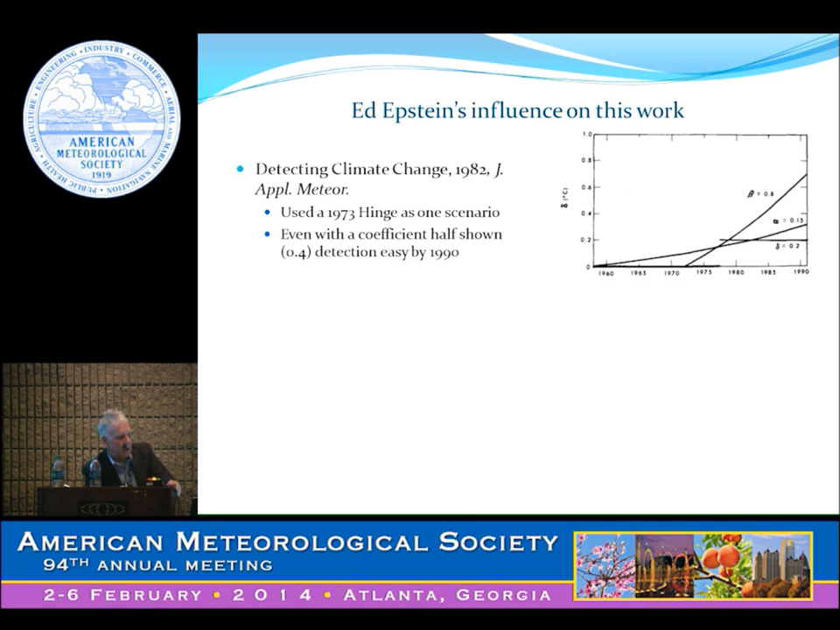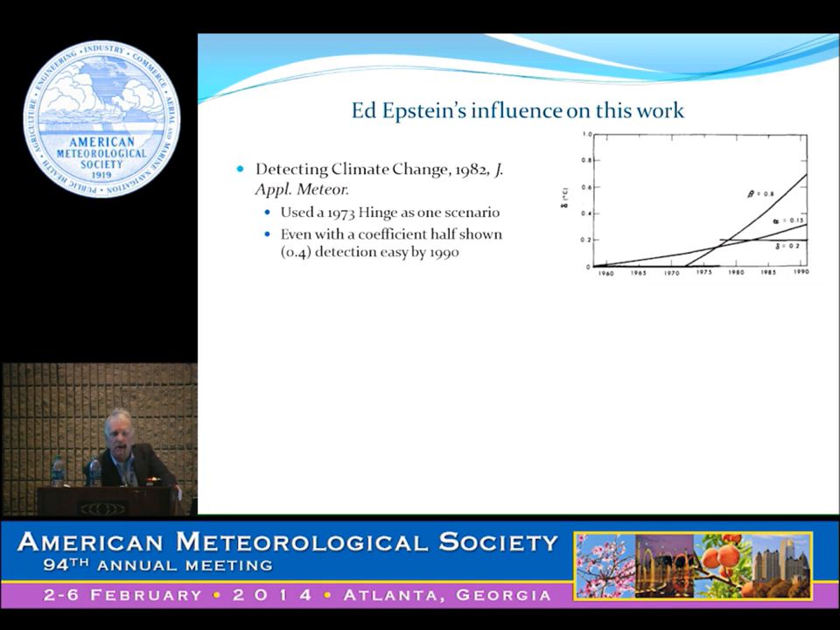Now, how did Ed Epstein influence this work? I think the most important influence came from his 1982 paper, Detecting Climate Change. I thought this was a beautiful, simple little paper. Basically, what Ed did was propose three different models of climate change that he used to fit data up to 1981 or 1982. He then used statistical theory, a very nice analysis.